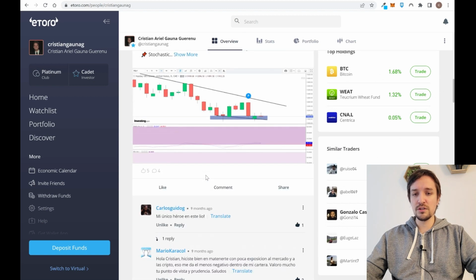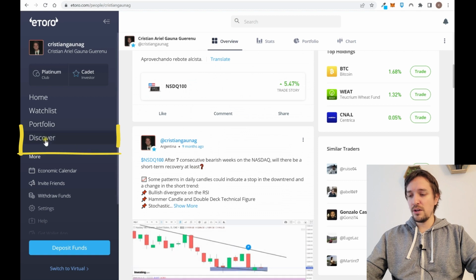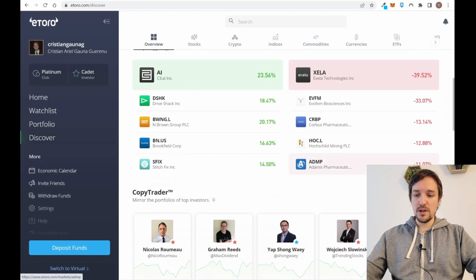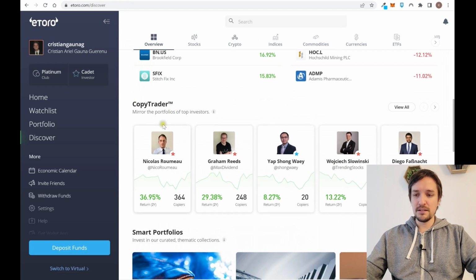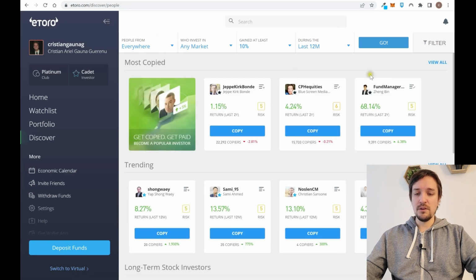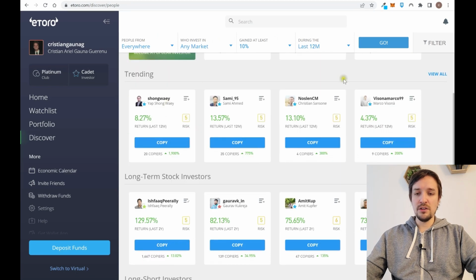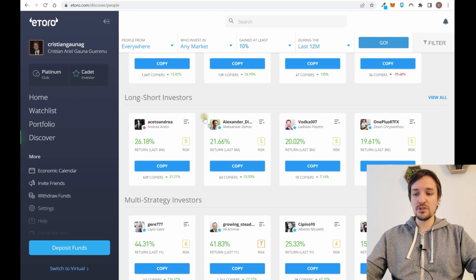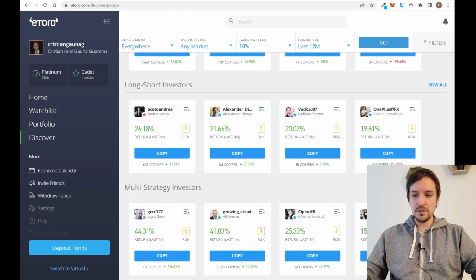And if you want to search for another trader, you can go in here and select discover, and in discover you can go down, and in this part that says copy trader, you can click in here, view all, and you have plenty of things to filter. You have the most copied, the people that are trading really well in the short term, for example, some investors that focus on the long term, some investors that focus on both the long and the short term, and also some of them have different types of strategies.